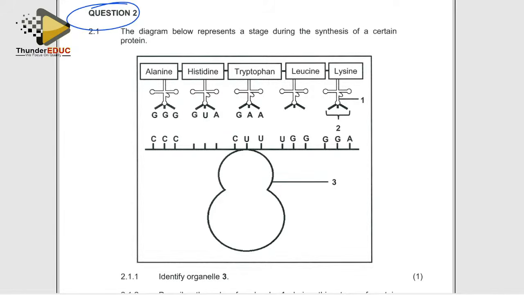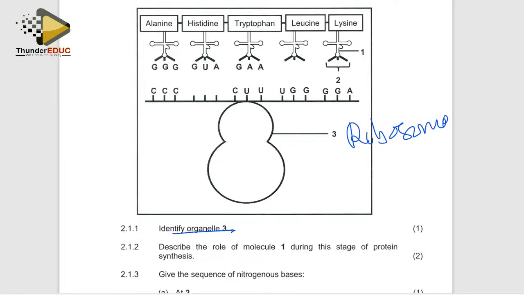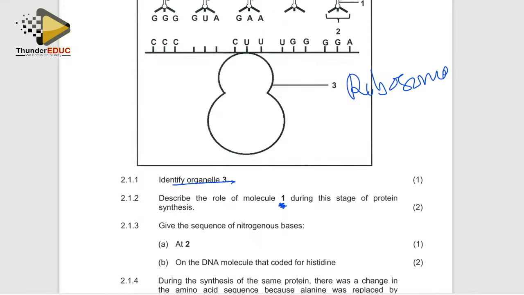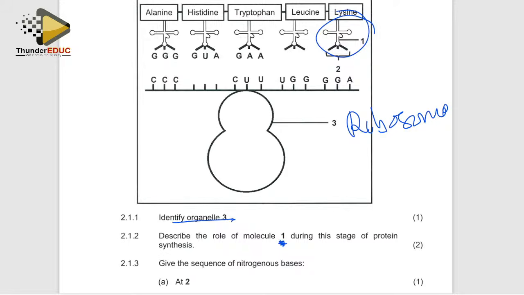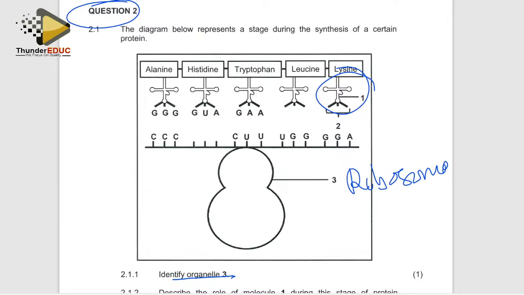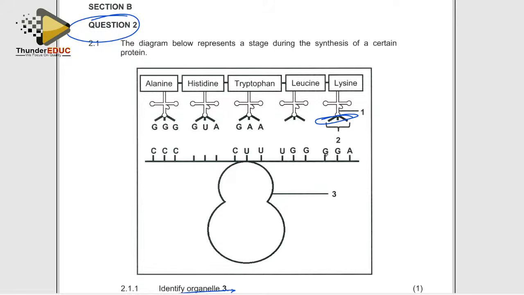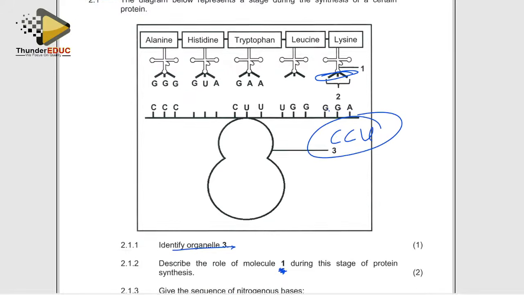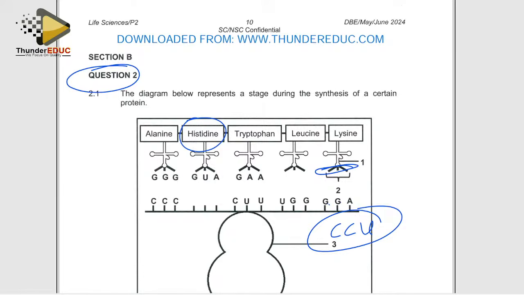All right, let's go to question number 2. The diagram below represents the stage during synthesis of certain proteins. So you have this, identify the organelle 3. This is a ribosome. Describe the role of molecule 1 in the stage of protein synthesis. So there they're just trying to ask you to describe the role of transfer RNA. Basically, you're describing translation. Remember transfer RNA carries the specific or the required amino acid to the ribosome. So it carries this amino acid and brings it to the ribosome. So this is 2. So automatically, if this is GGA, it's going to be CCU. So 2 is going to be CCU. And then they're saying on the DNA molecule that codes for histidine.